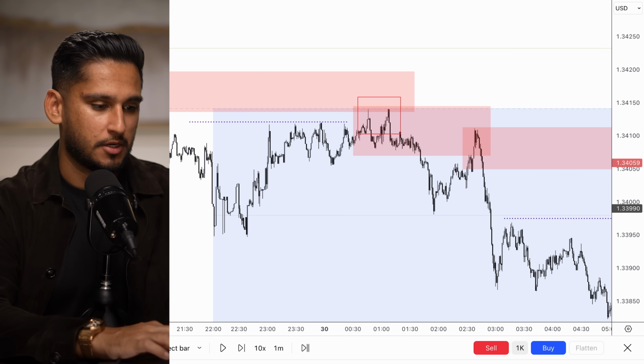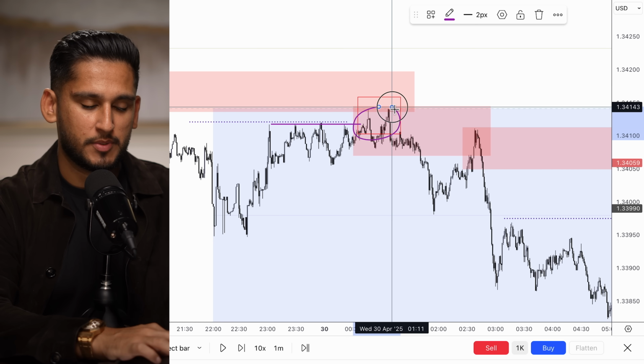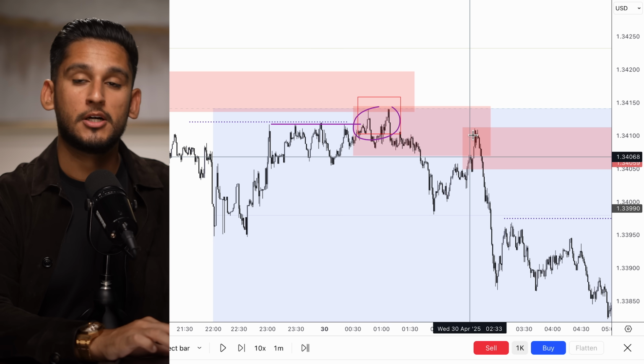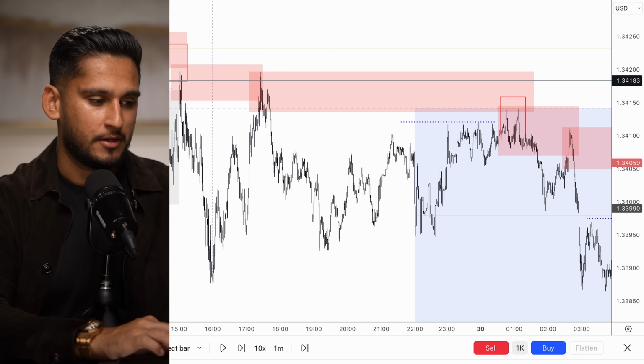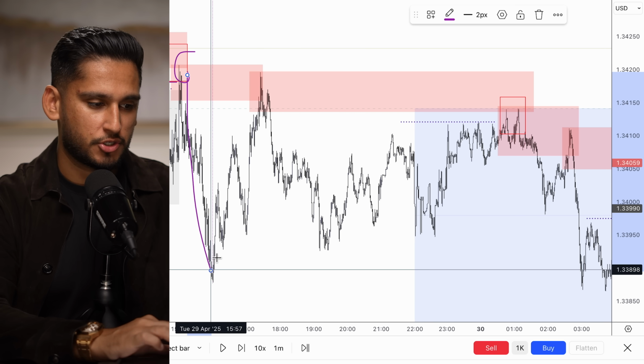What's happening right here, for example, it's not in our window, but we have build up, inducement, break of structure, mitigation. This is a law of the market. This is a language. This is how price moves. And you'll see it time and time again. Build up, inducement, break of structure, mitigation.